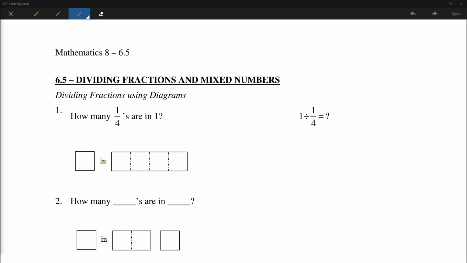Hello everyone, so today we're going to go over section 6.5, dividing fractions and mixed numbers. So we'll begin by going over dividing fractions using diagrams.